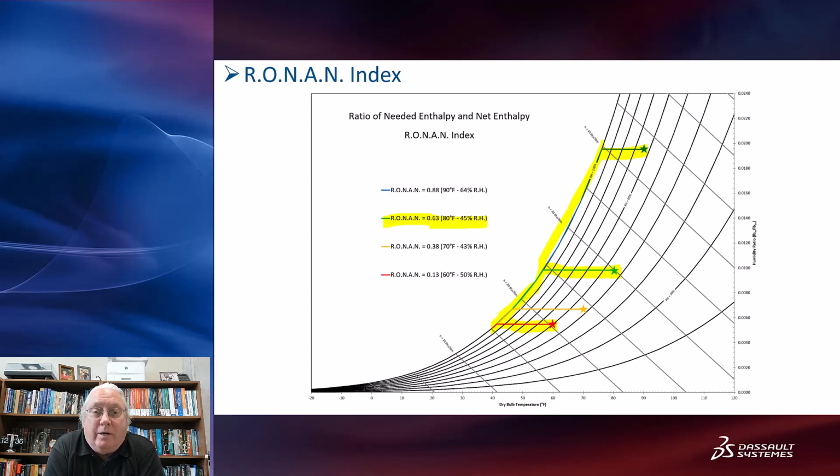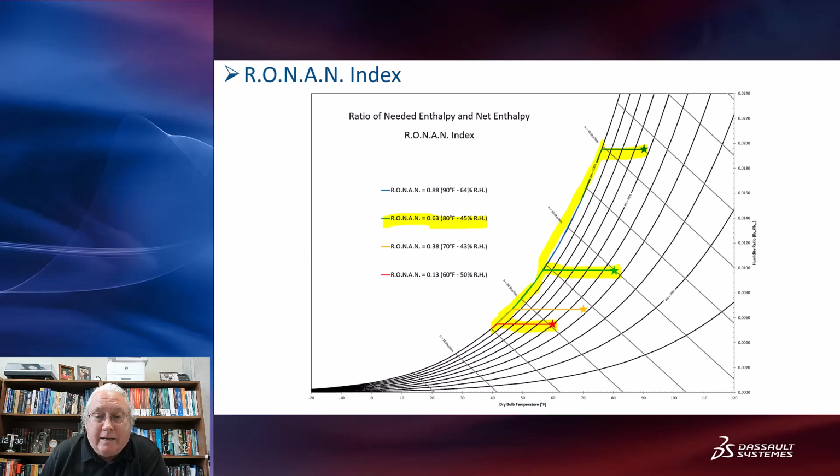And so I call it the Ronin index, ratio of needed enthalpy and net enthalpy. And I arbitrarily set this world condition. Turns out the Ronin value is 0.8. And by themselves, those numbers don't really mean anything until you compare them with one another. And so it's just the ratio of the energy going in to change the enthalpy on this part all the way down here divided by the amount that you're using when you're not getting energy.